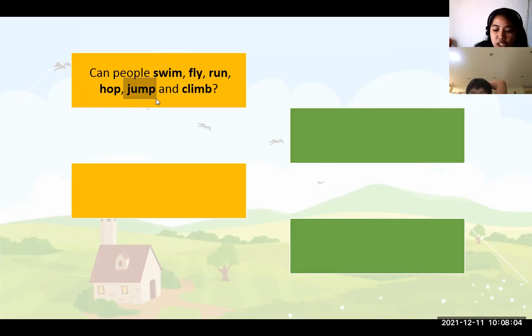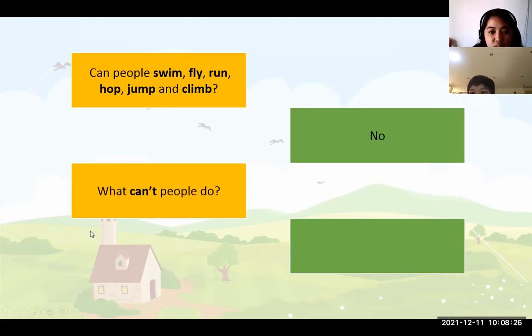How about jump? Can we jump? Yes. Of course. How about climb? Can we climb a tree? I think we can climb a mountain. Yes, we can also climb a tree and a mountain. Okay, so very good. Why did you put no in there? No, because people cannot fly. Yes, but all your answers are correct here. Okay, so what can't people do?